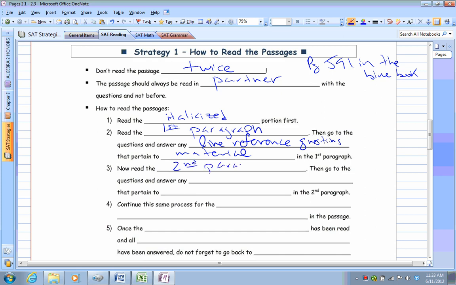So what you're doing essentially is that you're only being asked to take in a small piece of information at one time. Not too much at one time. Because it gets too overwhelming to read the whole thing, and then you have to answer questions. Take in small doses. So now you read the second paragraph. Now go to the questions and you repeat the cycle. Now answer any line reference questions that pertain to material in the second paragraph.